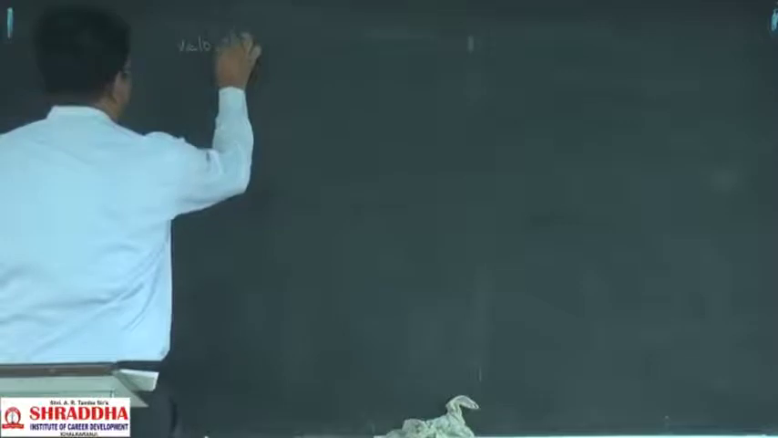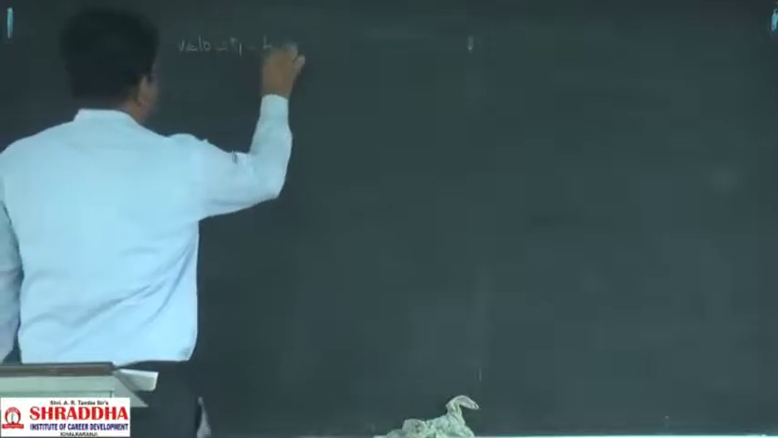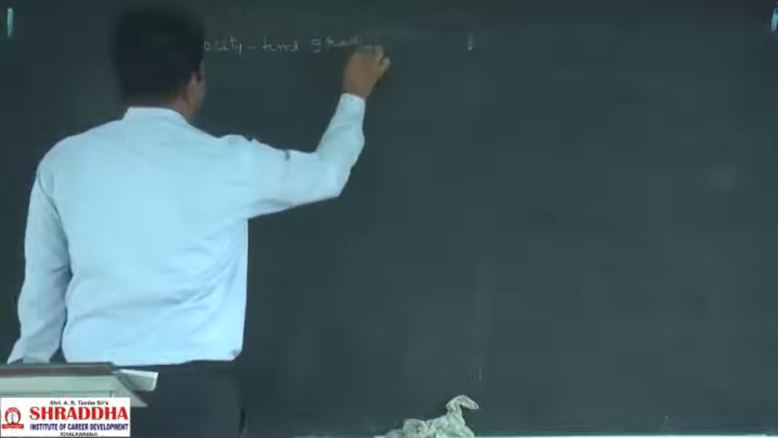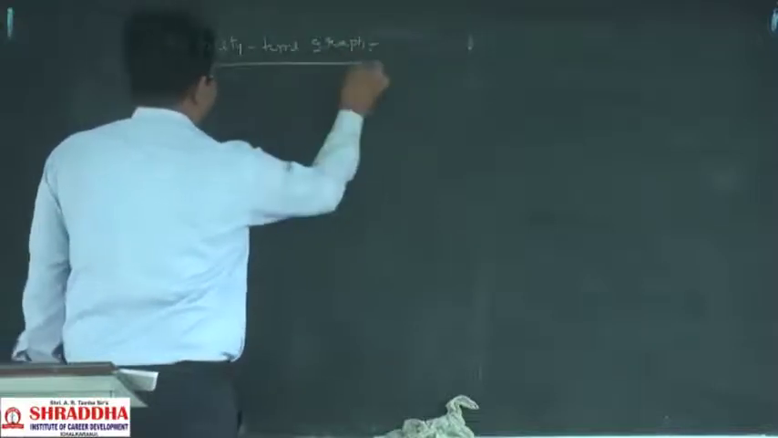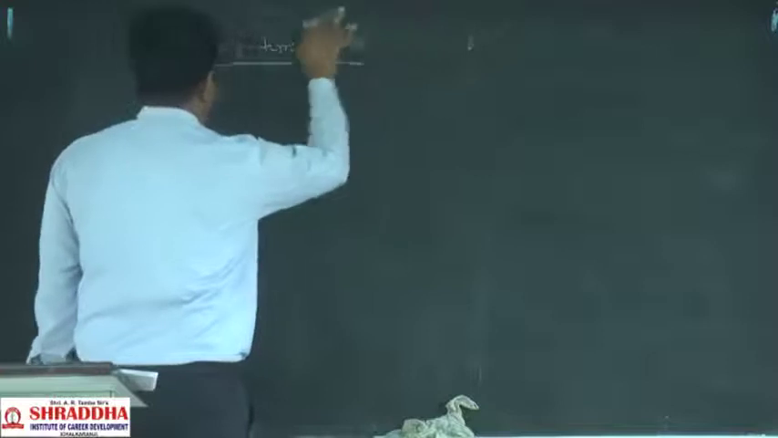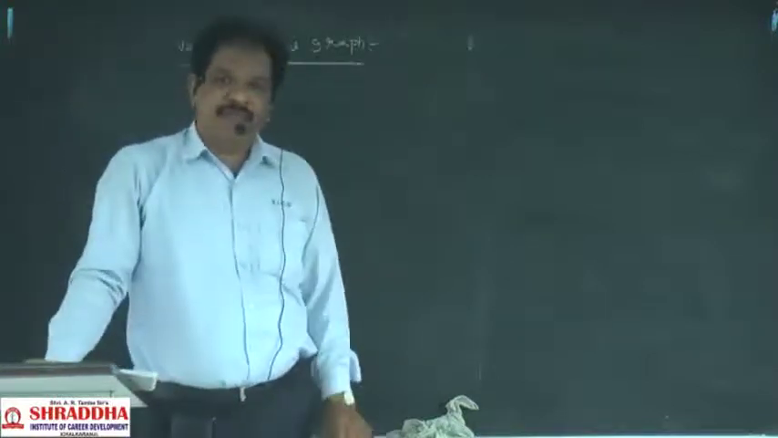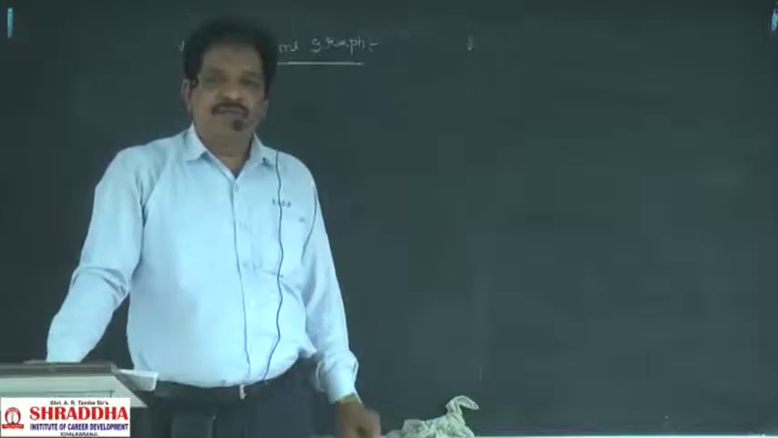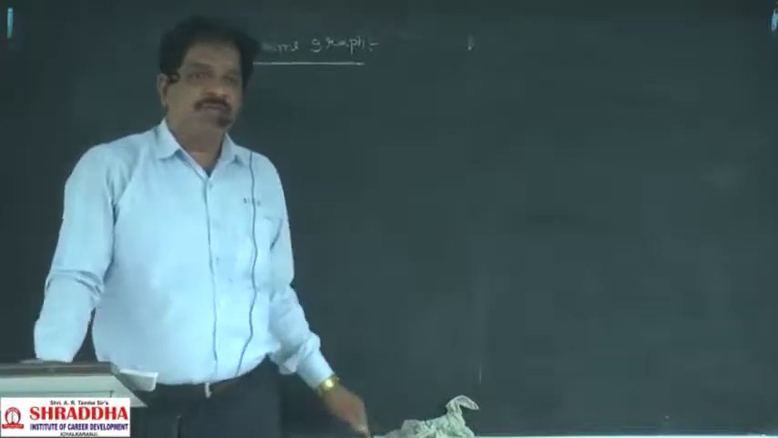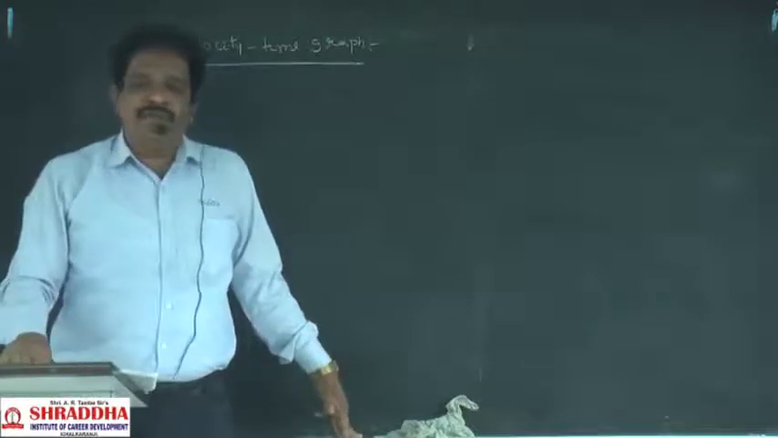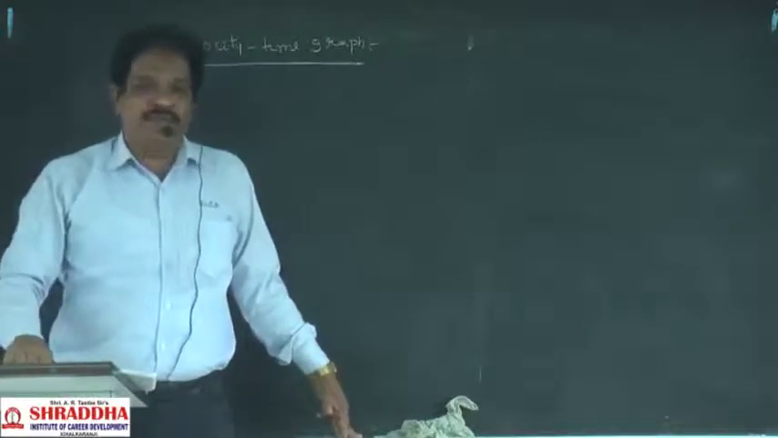Velocity time graph. In this, time is independent and velocity is time dependent. So the independent variable is taken on the x-axis.